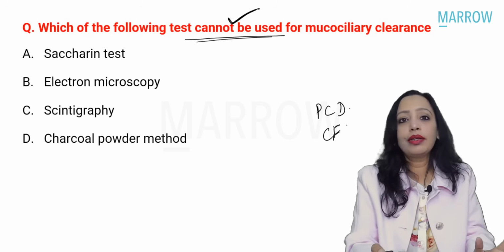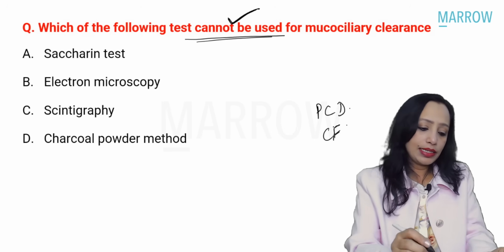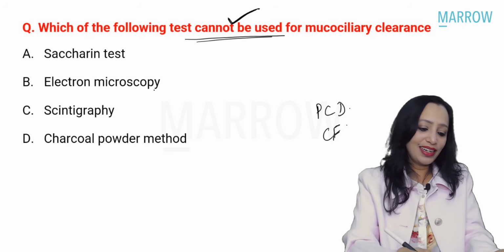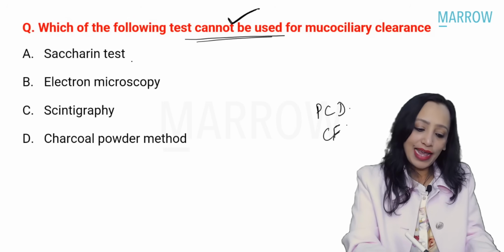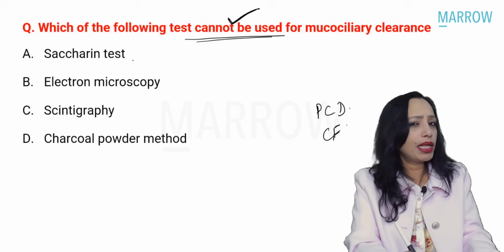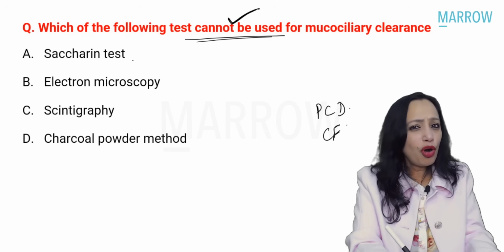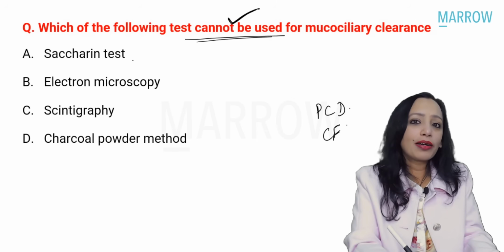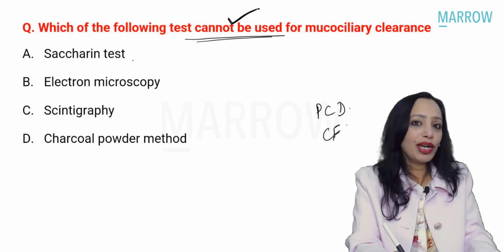So how do we test the mucociliary clearance? What do you think should be the answer here? We have 4 choices: saccharine test, electron microscopy, scintigraphy, and charcoal powder method. Suppose you have not heard of this, what would you most likely mark? So let us see what these tests are.